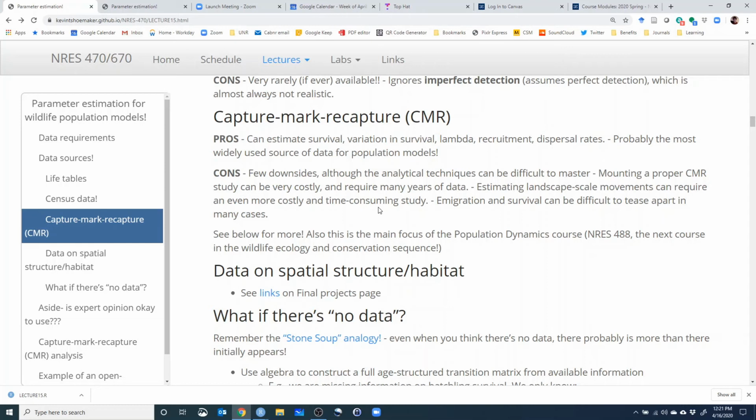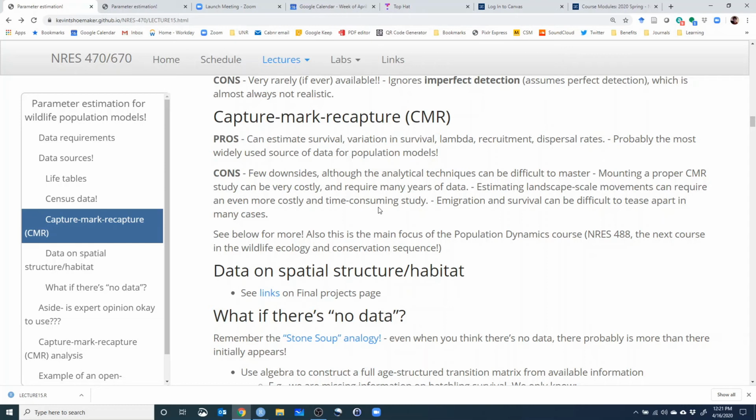It acknowledges the fact that it's unrealistic to think that there's perfect detection. We're able to relax the assumption of perfect detection. We can use these data to estimate the detection probability and therefore correct for it. So we can get unbiased estimates of survival and fecundity and recruitment.